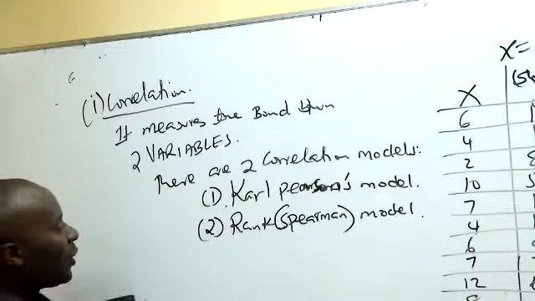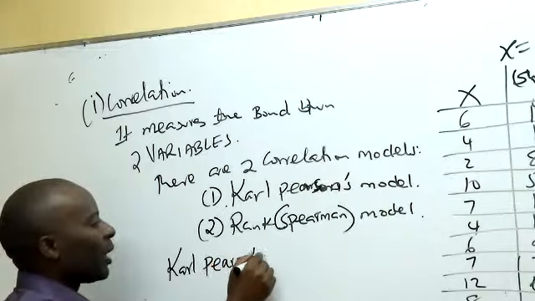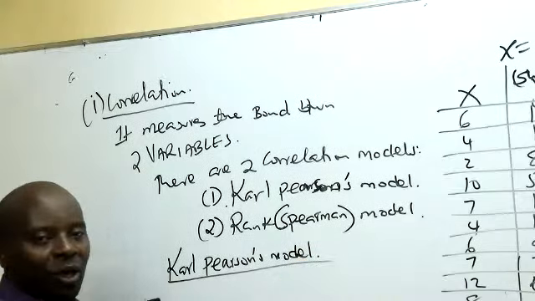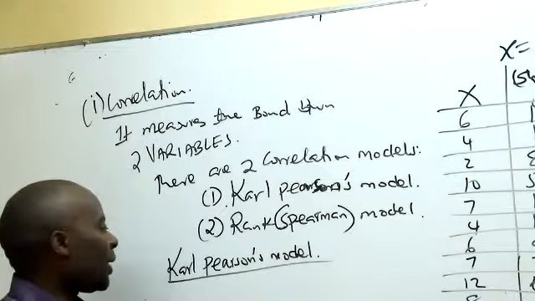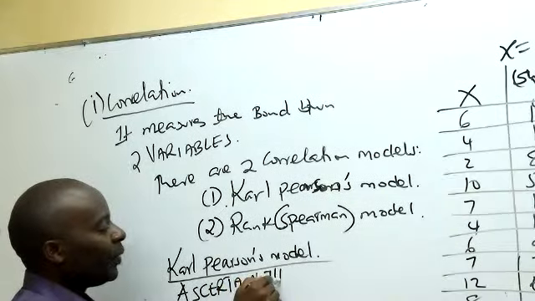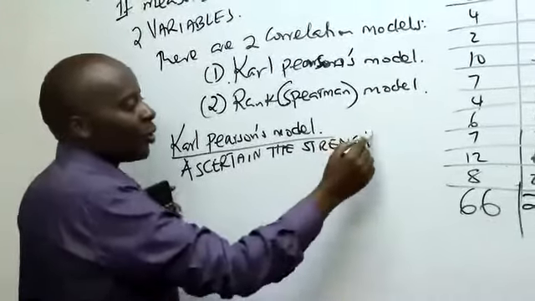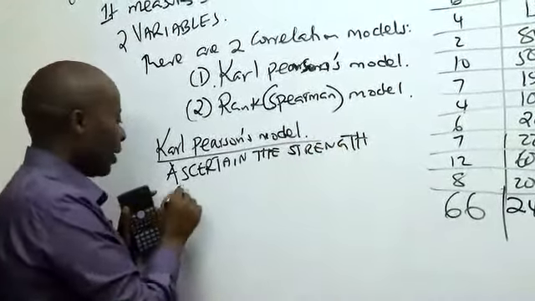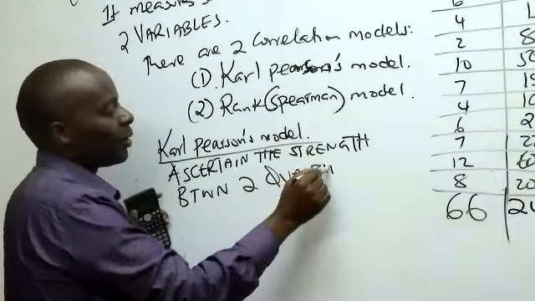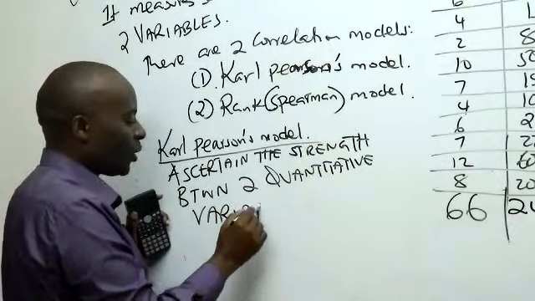So we start with the first one, which is the Karl Pearson's model. Karl Pearson's model is used to ascertain the strength between two quantitative variables.